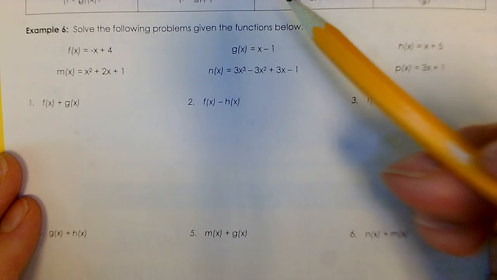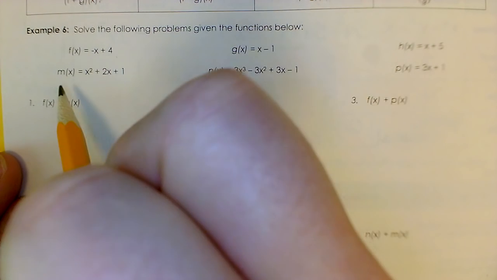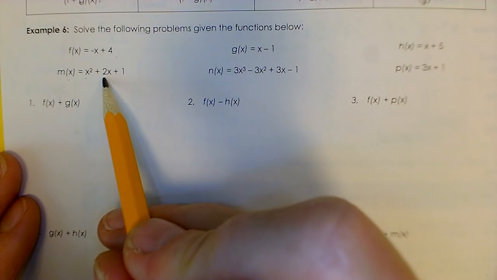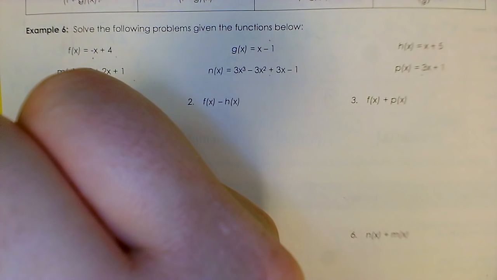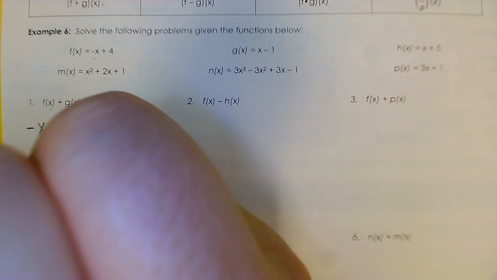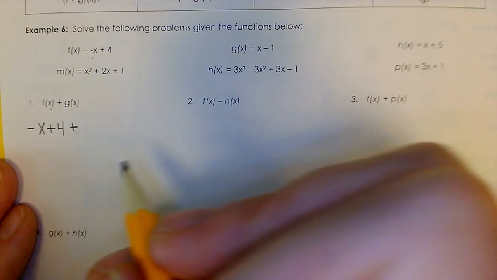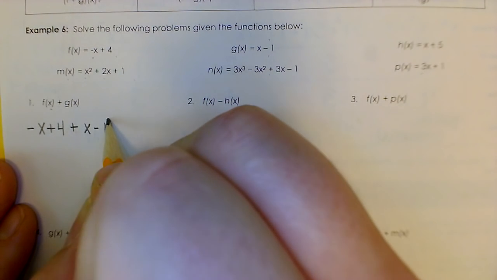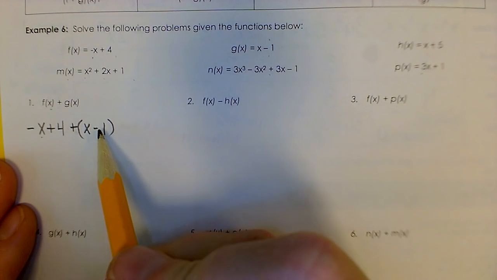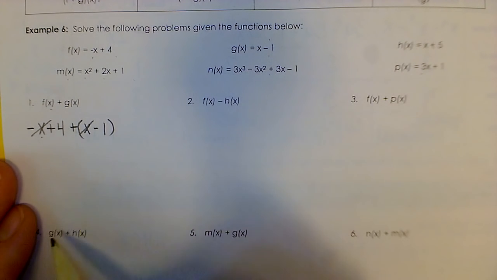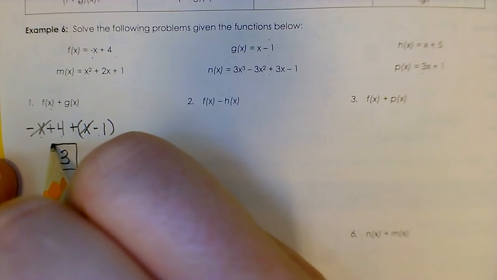Okay? So let's solve the following problems given the functions below. So we know that f of x is negative x plus 4. We know that m of x is x squared. So they're giving us a bunch of different equations. So we're going to match them. So where's f of x? Negative x. So f of x is negative x plus 4. And we're adding that to g of x. g of x is x minus 1, so plus x minus 1. We're adding the whole thing. Okay? So negative x plus x, they cancel out, right? 4 minus 1 is 3. So your answer there is 3.